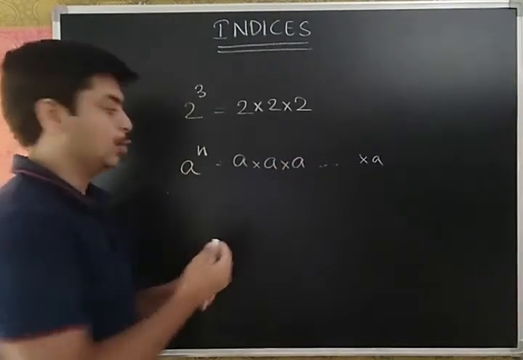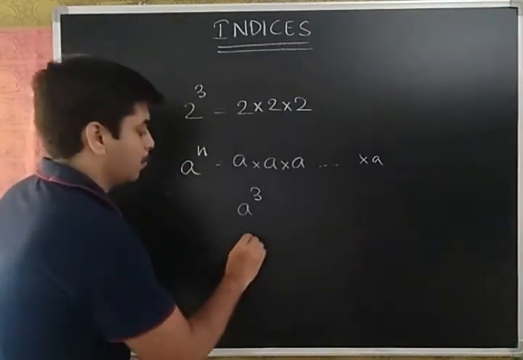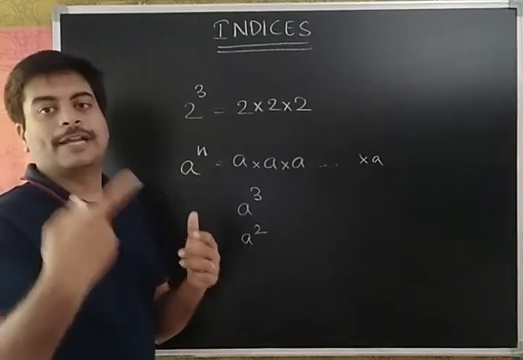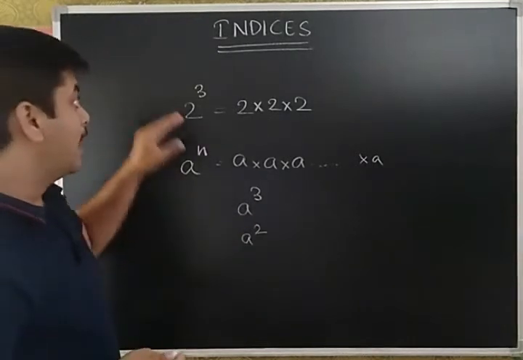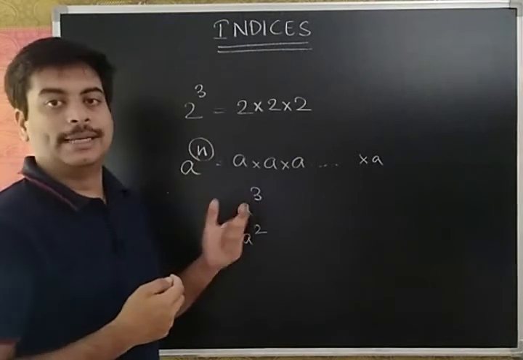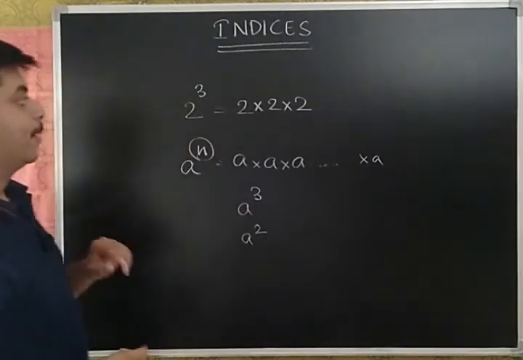3 times, we say that as a cube. 2 times, a square. From the next, a power 4, a power 5, a power 6, a power n, a power 100, a power 1000. All these are indices. The number here is called the index of the number, or we say exponent of the number. Okay. A power n.